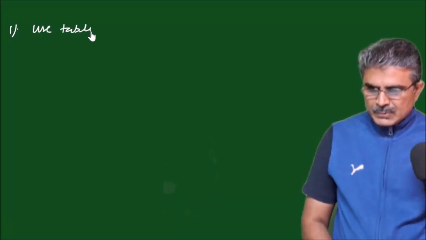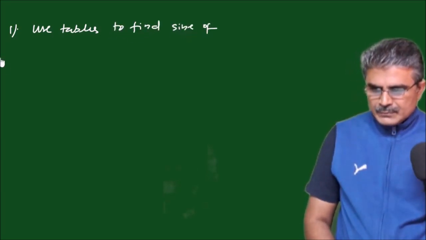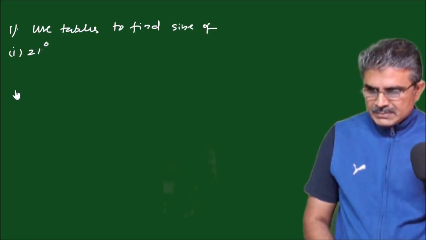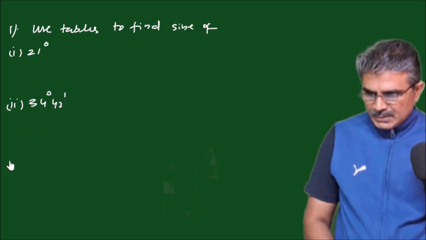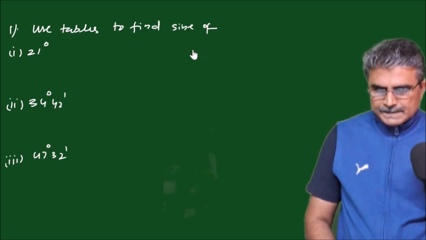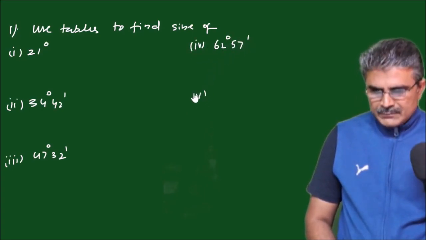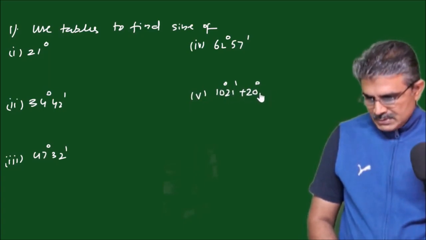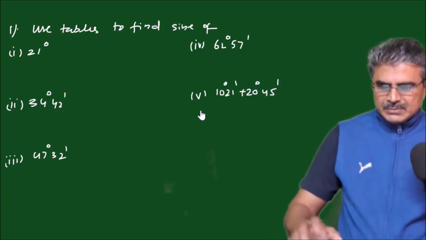Well, in this chapter, our first question is: use trigonometric tables to find the sine of the first one, 21 degrees, the second one, 34 degrees 42 minutes, the third one, 47 degrees 32 minutes, the fourth one, 62 degrees 57 minutes, and the fifth one, 10 degrees 21 minutes plus 20 degrees 45 minutes. So these are the 5 questions given under the first question.